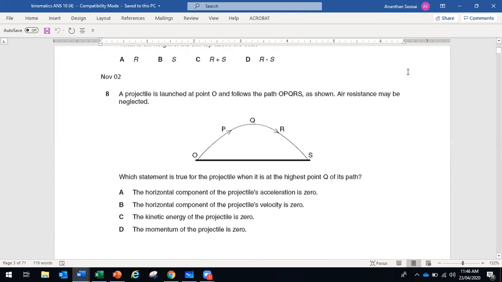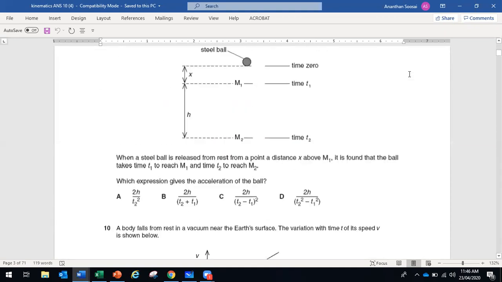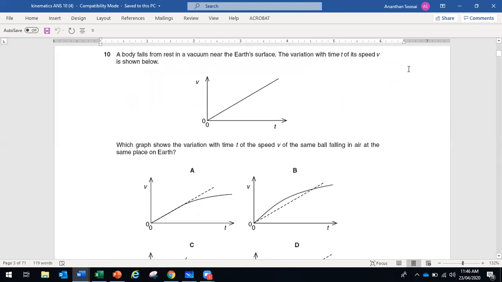This is November 2, question 10. Read first. I hope all of you can give me the correct answer, the majority. One minute for you. Read the question. Give me the answer.